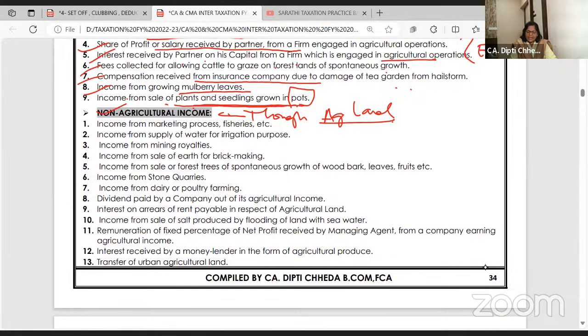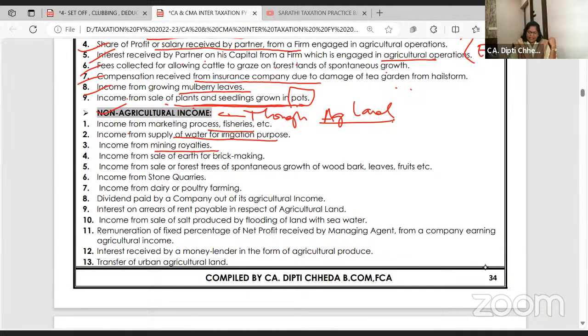Income from marketing process, fisheries. These all are like on agricultural land. Water irrigation. My agricultural land is next to a canal, and I have put 10 pumps in my land and I am giving water to 10 farms. They pay me rent, so I am not doing agricultural activity, it's not exempt.